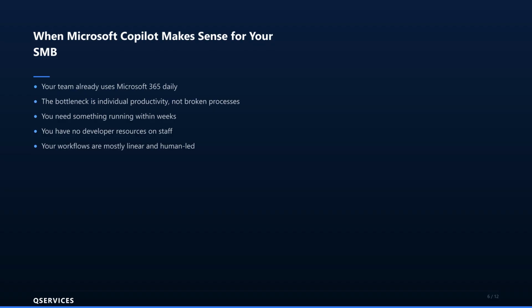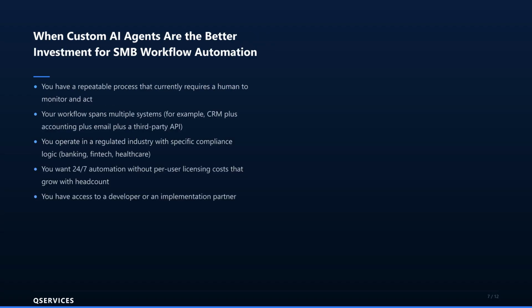However, if your goal is to remove humans from a process entirely, or to automate something that spans multiple software systems, Copilot will feel limiting within weeks of deployment. That is not a flaw in the product. It is simply a different tool built for a different job. When custom AI agents are the better investment for SMB workflow automation.